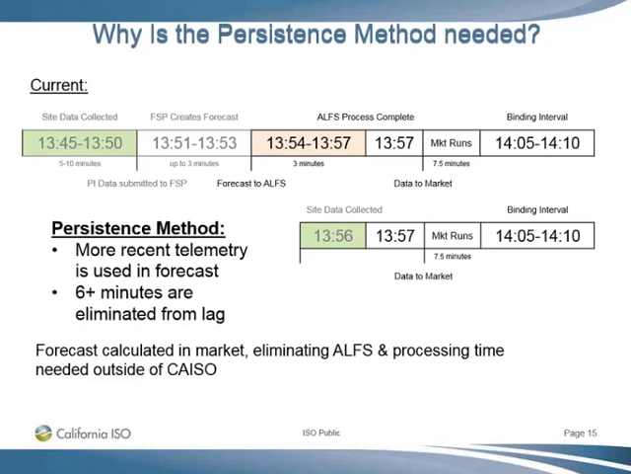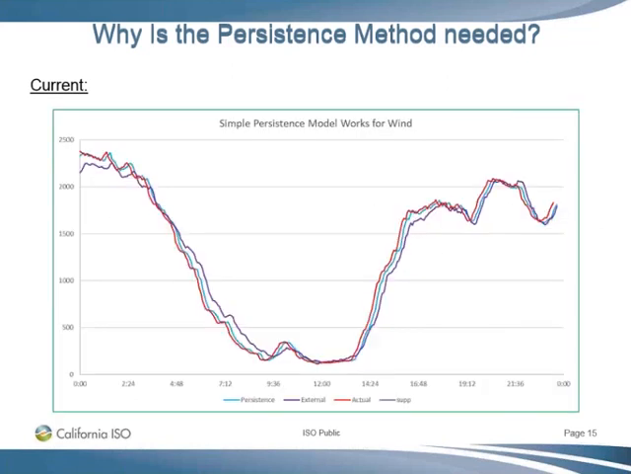So we decided to bring RTD intervals, binding and advisory only, in-house into the market system to produce a forecast using some persistent type methods. Right now, the persistent method is using state estimator data in the market optimization, because the state estimator data is used for all the other market optimization pieces. So I want to make that clarifying point.